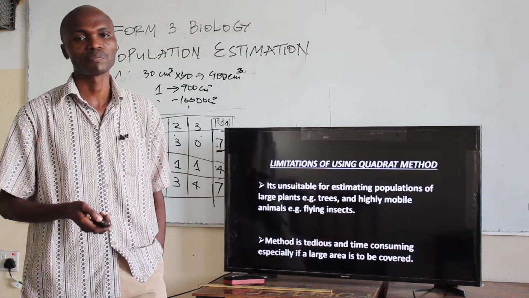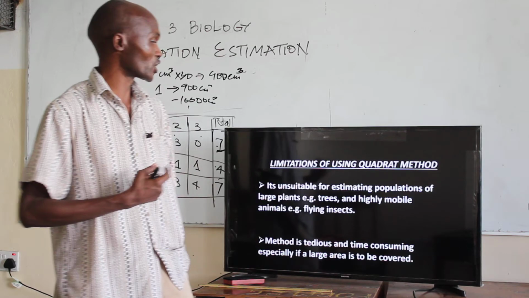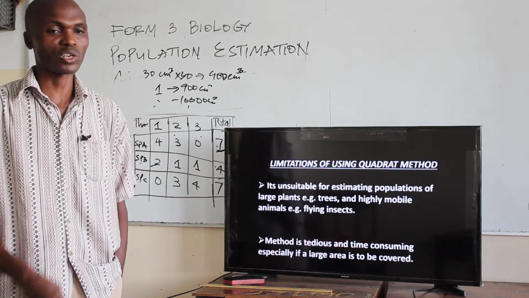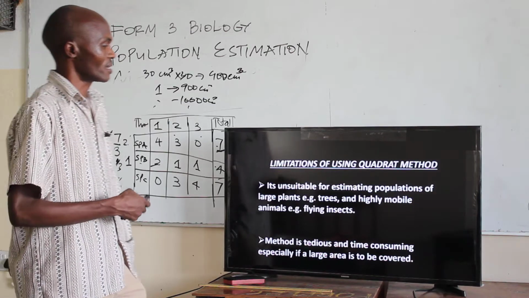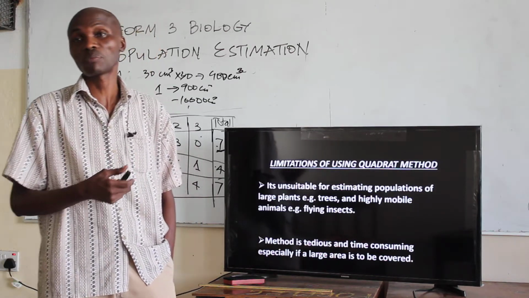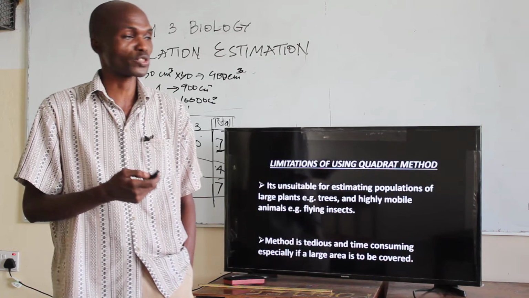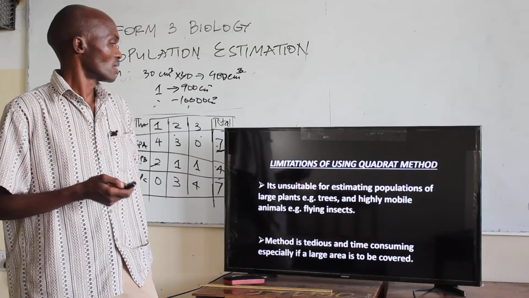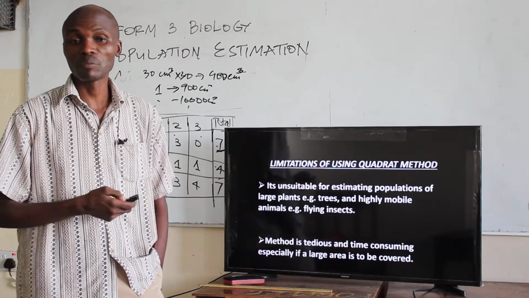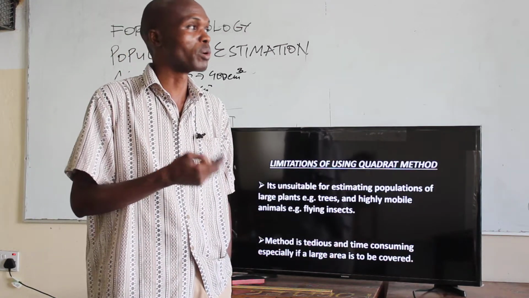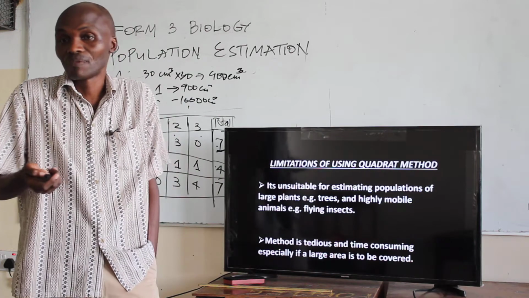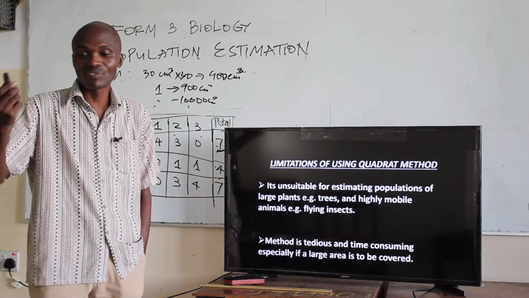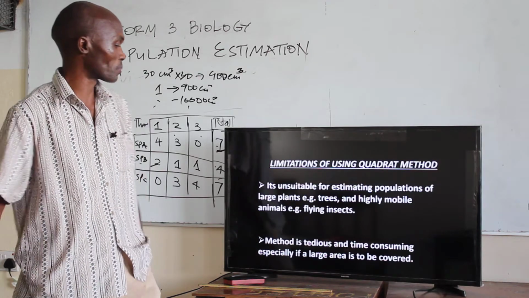a particular time. We now need to look at the limitations of this important method. What are the shortcomings? It's a good method, but again, it is limited. For example, realize it is unsuitable for estimating populations of large animals, for example, large trees and highly mobile animals. So animals that are highly mobile, for example, flying insects. You cannot place a quadrant on top of an insect; it will fly away before you actually sample.